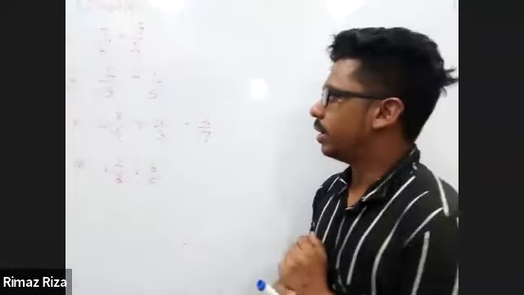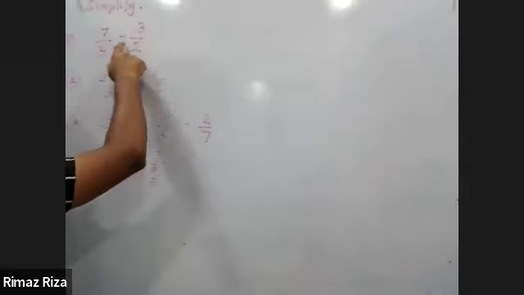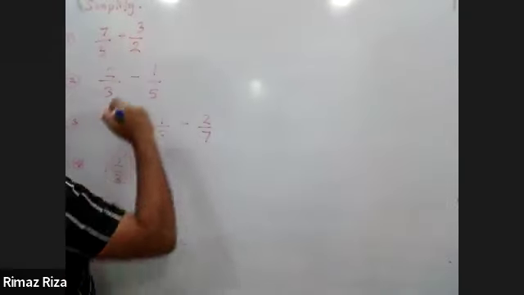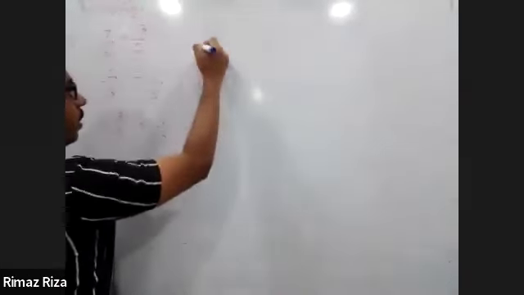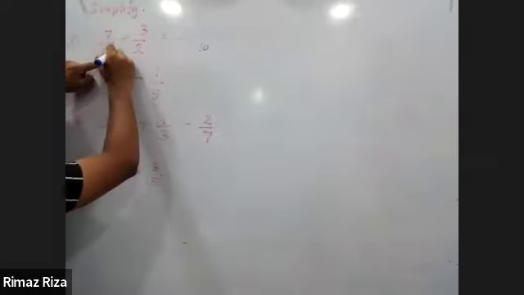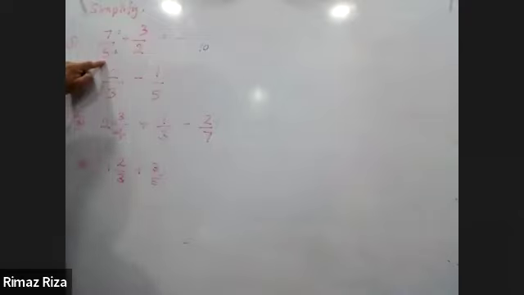Okay, check whether your answers are correct. So the first one, 7 over 5 plus 3 over 2. The LCM of 5 and 2 is 10. So we take the common denominator. To make this 10, we have to multiply by 2. So therefore, this one also, we have to multiply by 2.